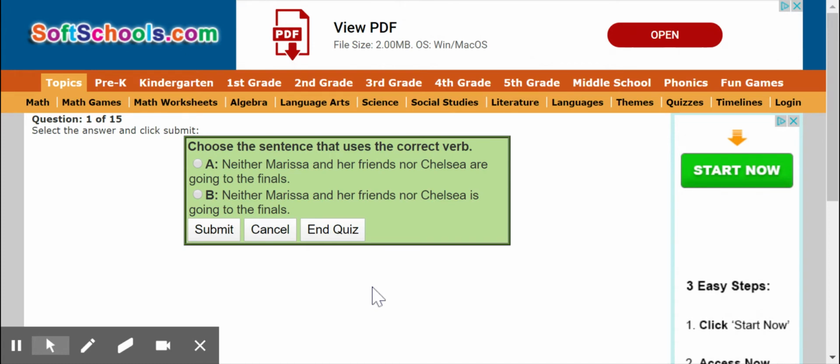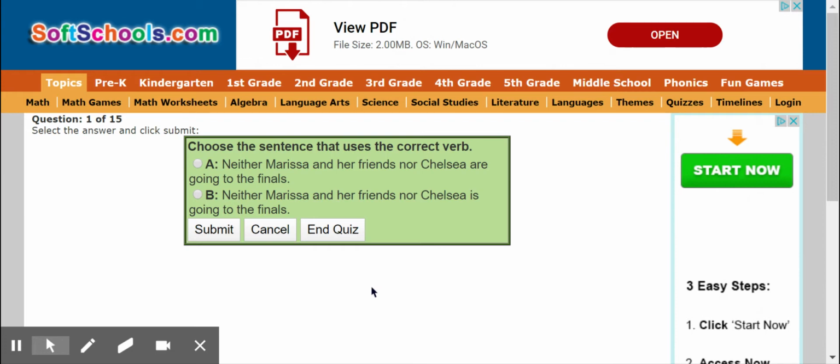Okay, so the first one, choose the sentence that uses the correct verb. Neither Marissa and her friends nor Chelsea are going to the finals, or neither Marissa and her friends nor Chelsea is going to the finals. Well, we have two choices here, are and is. So we have to figure out the subject of are or is. In this case, we have a compound subject. We have the name Marissa, and we have friends, and we have Chelsea. This is a compound subject. There is more than one noun comprising the subject.